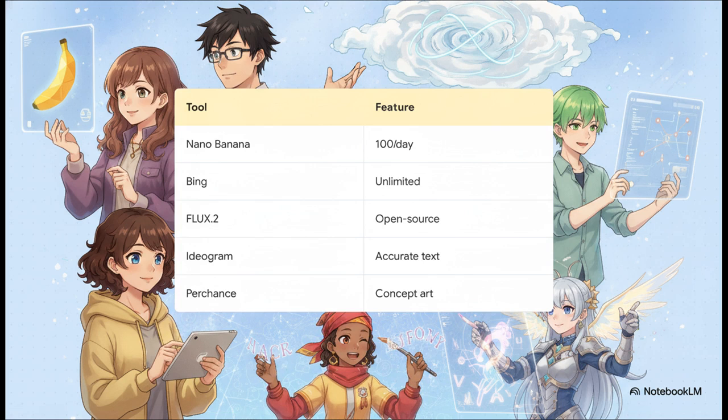Bing takes it a step further, offering unlimited generations directly in your browser. No way, right? Then you have Fluxpoint 2 providing an incredibly powerful, cutting-edge open-source solution. And hey, if you've ever struggled with AI completely butchering the spelling of a simple word, Ideogram is practically dominating the space for accurate text rendering within images. Finally, there's Perchance, which is a fantastic, highly tunable tool specifically tailored for concept art. There is absolutely no sign-up friction here. You literally just open your browser and start creating.